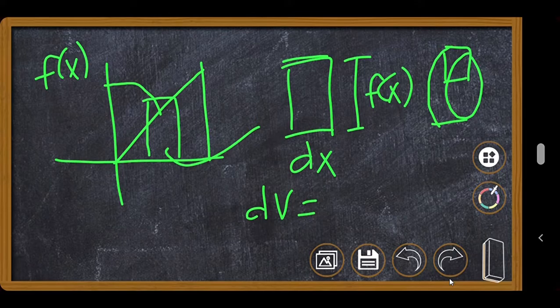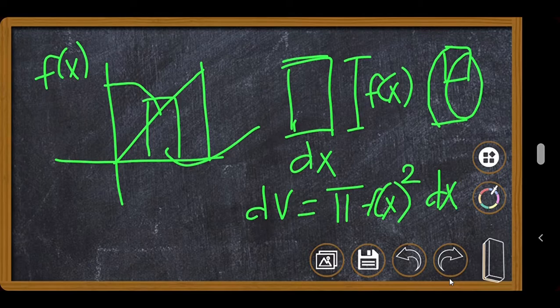That's why our differential volume relates to our formula pi r squared. R is our f of x. That's why we're going to square the f of x for our differential volume, and we multiply the dx because it's simply the height. Now that's our differential volume, the volume of a very small rectangle when revolved around an axis. But what about the whole region when revolved around an axis?